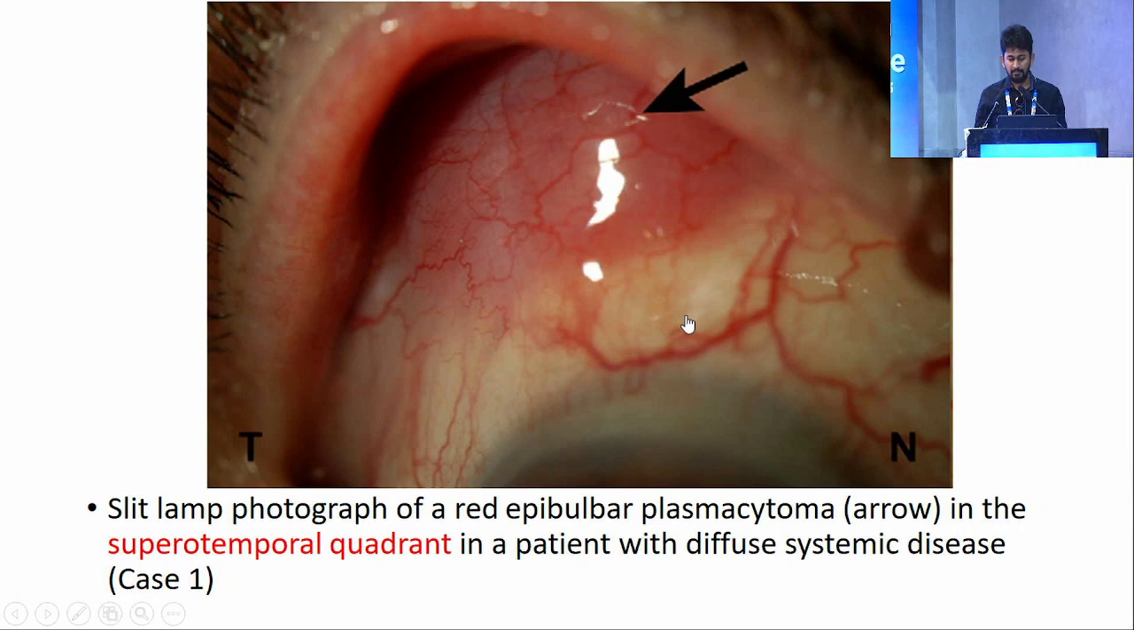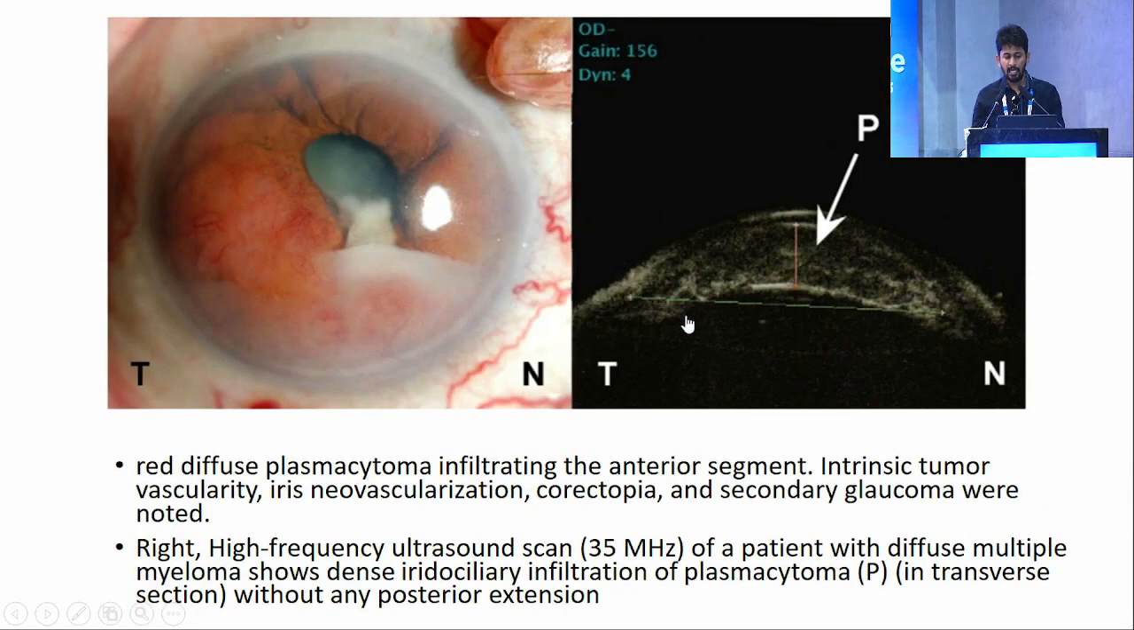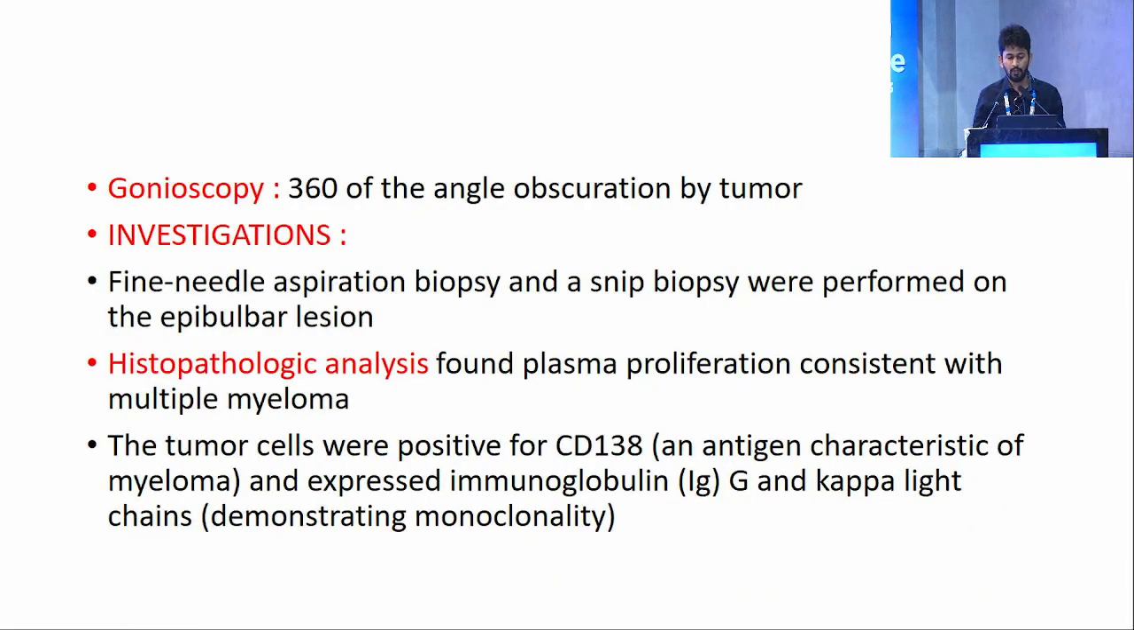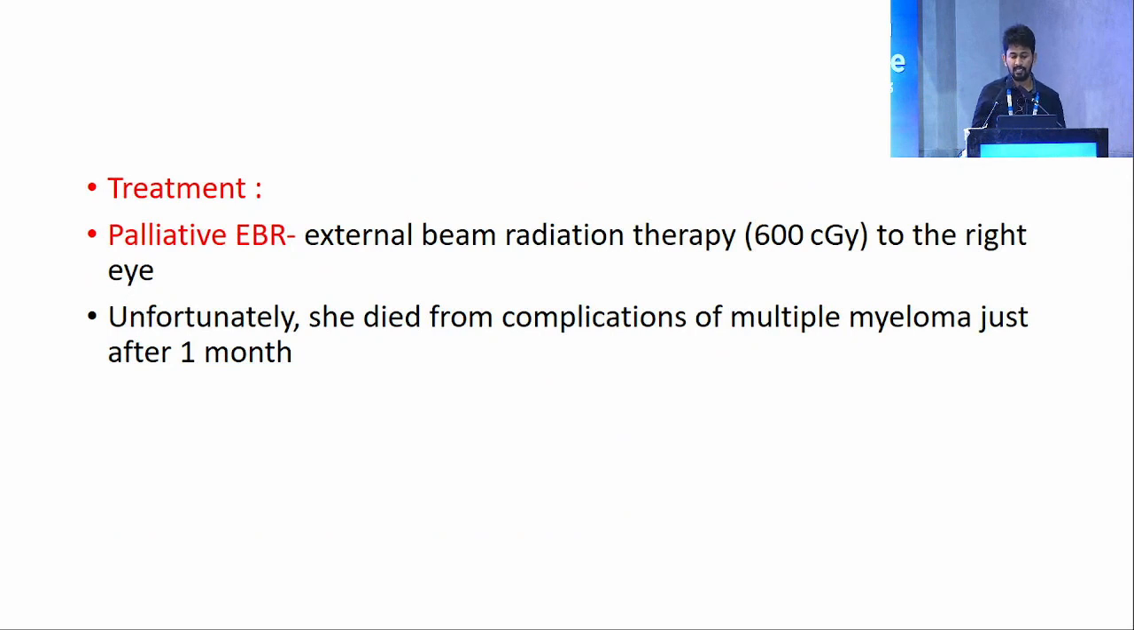She showed a superotemporal quadrant plasmacytoma in the right eye, and here we are able to see the involvement of the iris and ciliary body, and iris neovascularization is also seen. Ultrasonography showed infiltration of the plasmacytomas. On gonioscopy, complete obscuration by the tumor was seen, and biopsy and histopathological analysis confirmed multiple myeloma. She was started on external beam radiotherapy, but she died due to systemic complications after a month.